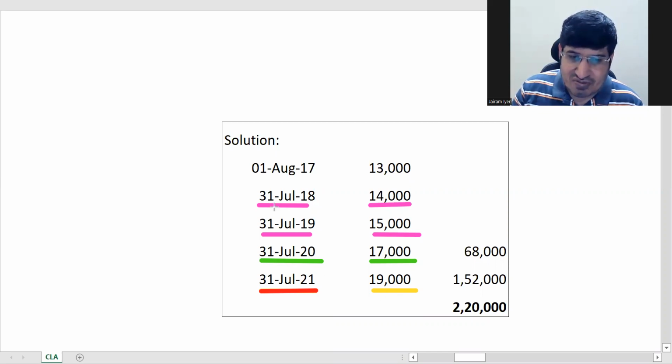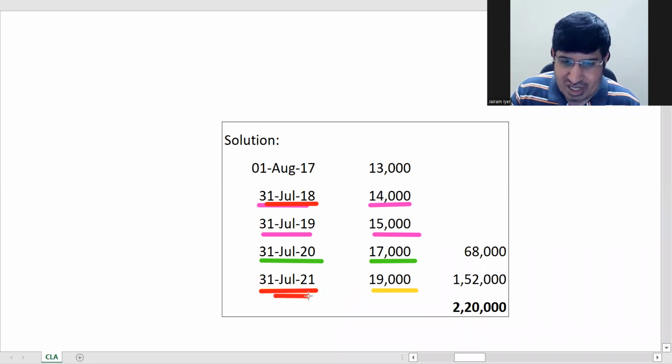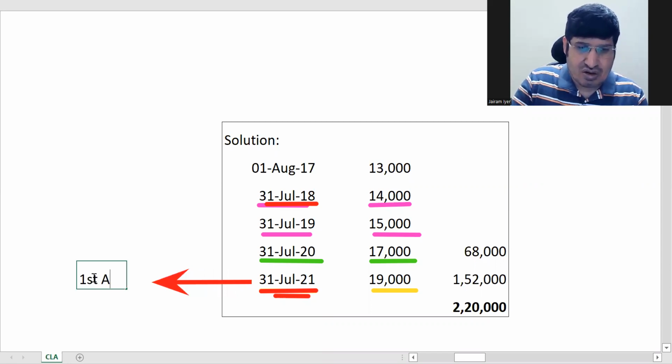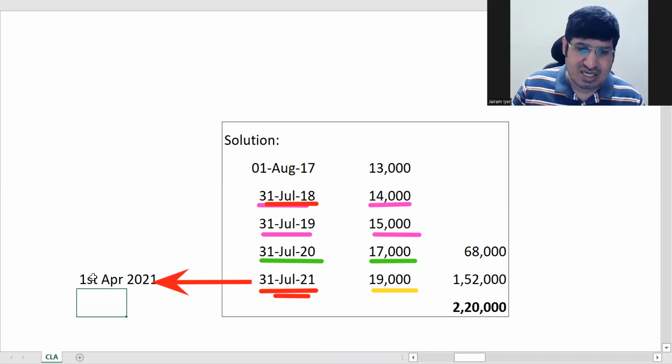It will become effective from the next days. That is all these days what we are showing here, 31st July 18 and all that. For this month he will get the previous salary, because the salary gets due on the 1st. So here if I say 31st July 2021, what is the start date of this year? 1st April, correct? The starting date for this is 1st April 2021, right, this is the start date.